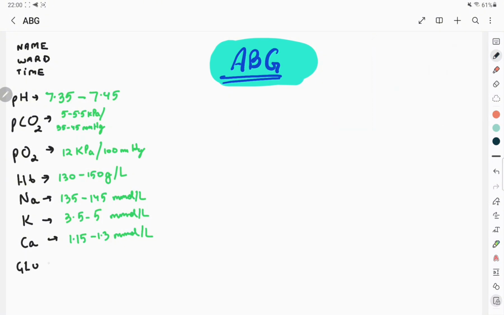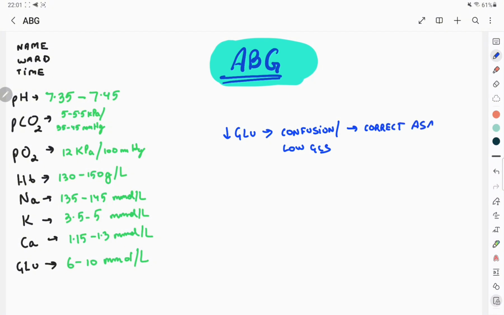The next crucial metabolic marker to scan for on your strip is the glucose level. In a hospitalized patient, a normal random blood glucose range typically sits between 6 and 10 millimoles per liter. If you look down and see a low glucose level, hypoglycemia, this can immediately explain why a patient is suddenly confused or presenting with a low GCS. Hypoglycemia is a medical emergency that can lead to permanent neurological damage if missed, so it needs to be corrected ASAP with IV dextrose.